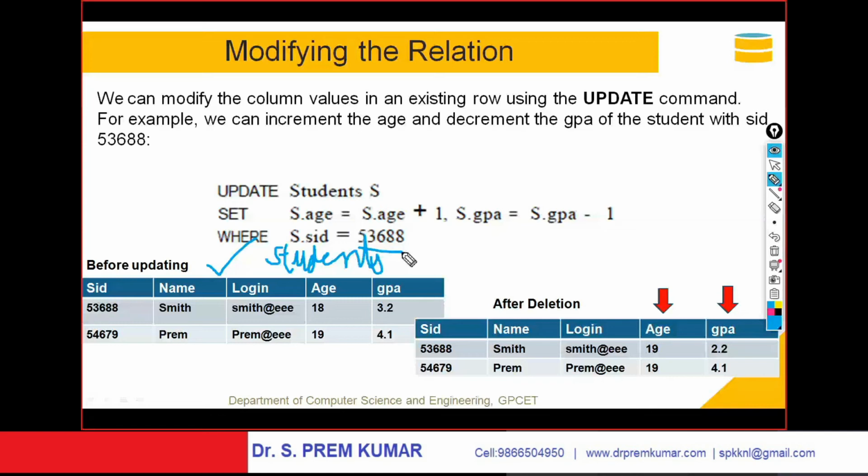You have this data. I want to increase age by 1. You listen carefully. I want to increase age by 1. I want to decrease GPA, that is the average, by 1. How am I doing that? These are the modifications I am doing. There are some rows here, some tuples here. Smith's age is 18 years, with a 3.2 GPA. Prem's age is 19 and 4.1 is the GPA.